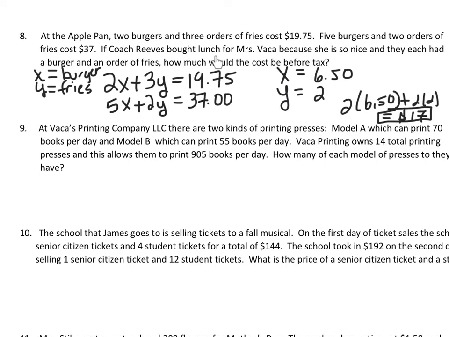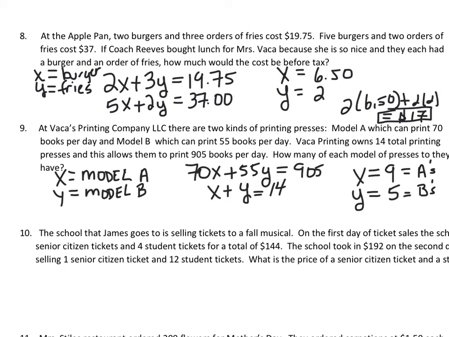So if Coach Reeves bought lunch for Miss Vaca because she is so nice, and they each had a burger and an order of fries, how much would the cost be before tax? Well, we found that when we put this in the calculator, we got that X was $6.50. So each burger cost $6.50 and each fries cost $2. So I just put those together. So 2 times $6.50 plus 2 times 2 gave me $17. So the total bill came to $17 before taxes.